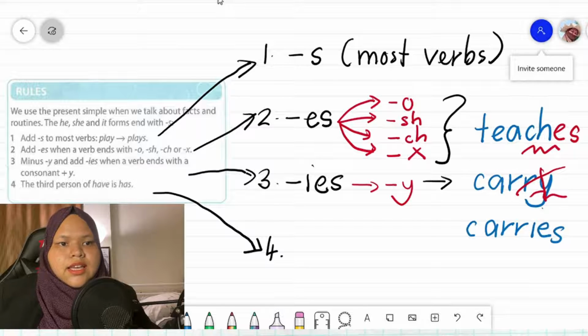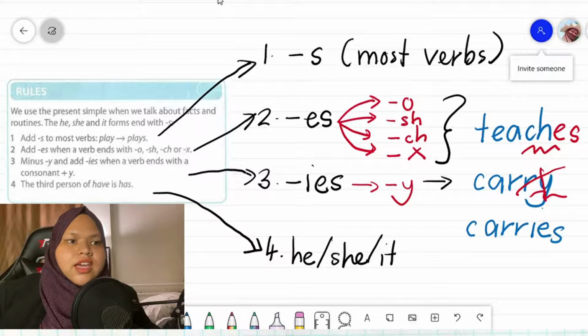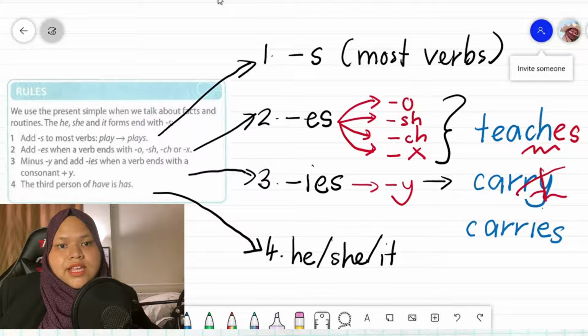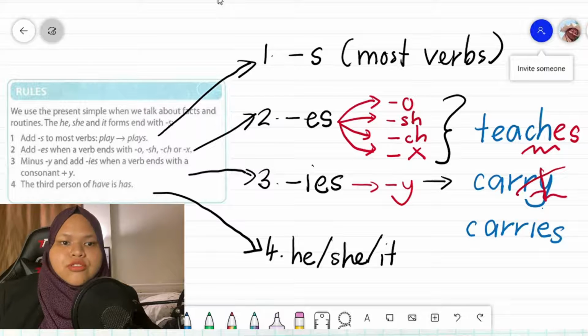Antaranya adalah he, she, it, dia, ia, things like that. Okay, he, she, it. Okay, the third person of have is has. Maksudnya kalau perlu guna have, ada, jangan guna have lah, guna has. Okay, because it's singular, untuk singular.